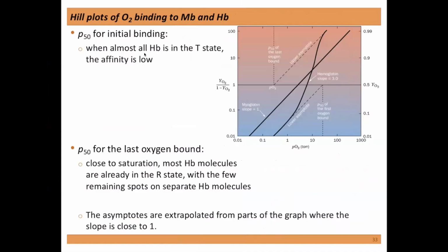So the P50 for the initial binding is kind of here. So when hemoglobin is in the T state, what we can say is the affinity for oxygen is low. But the P50 for the last bound oxygen is close to saturation. So most of the hemoglobin molecules are already in the R state, with a few of the remaining spots on separate hemoglobin molecules. So like I mentioned, the hemoglobin doesn't always get completely saturated there.